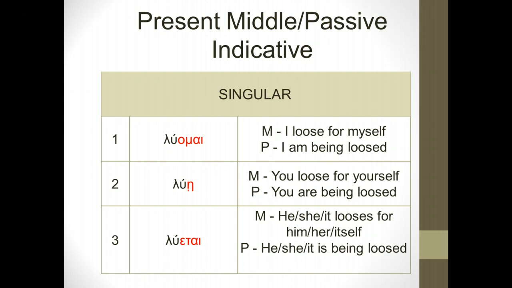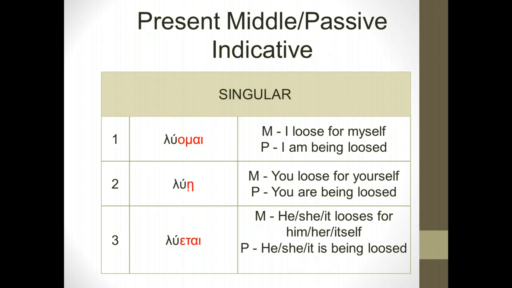Now, when you look at the translation in the right-hand corner, I want you to notice that I give you 2 options. And that's because omai, ei, and etai, these endings, can serve as both middle or passive. Luomai can mean either I loose for myself or I am being loosed. How will I know? This is going to just take a little bit of skill as you go through and you learn to translate and you pick up on the context. Quite often it's going to be passive, but there are a number of times when it's also going to be middle. And so the only thing I can tell you is that the best way to figure this out is practice, practice, practice. And you'll get a lot of that in this class.